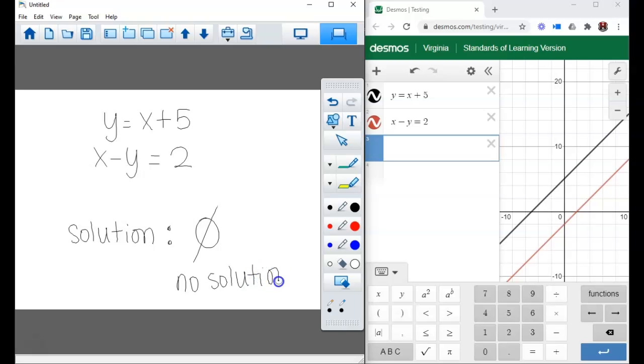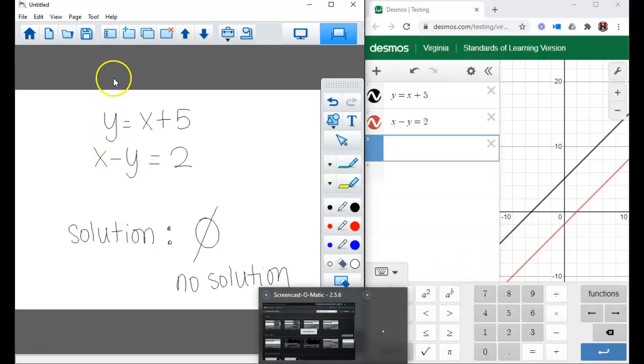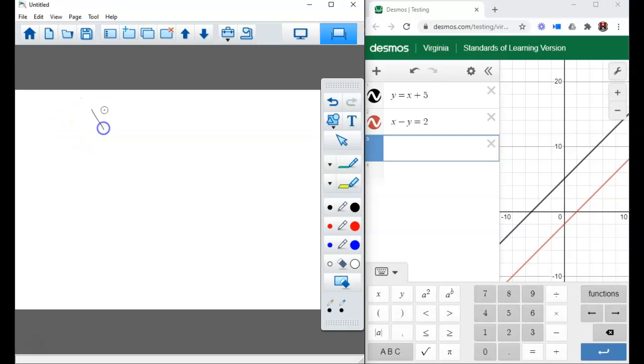So notice, those first two examples we did had 1 point, an ordered pair that was the solution. Because these two lines are parallel to each other and don't touch, there is no solution for this system. And then I bet you remember there was one more kind. So we'll talk about that right here.